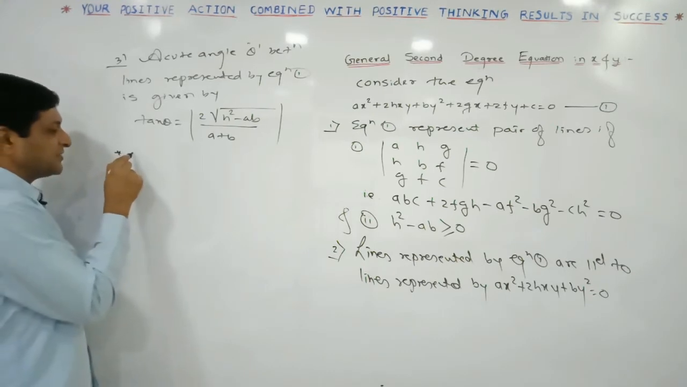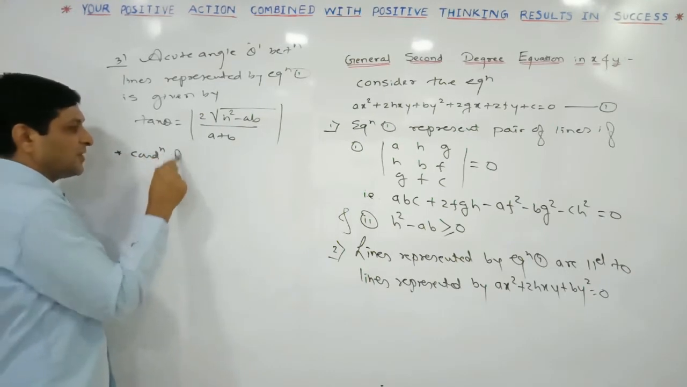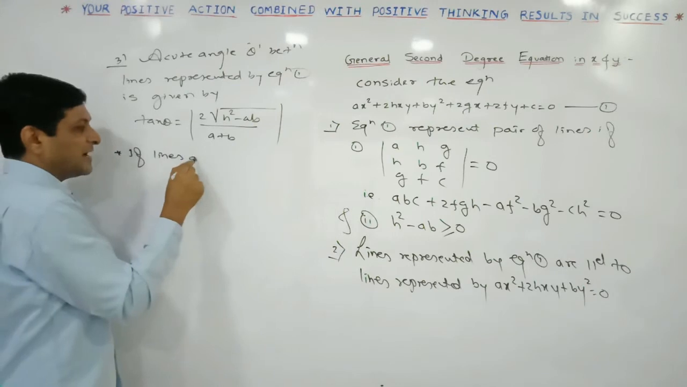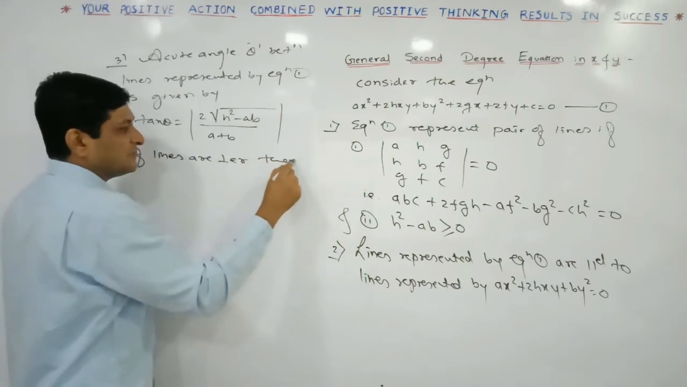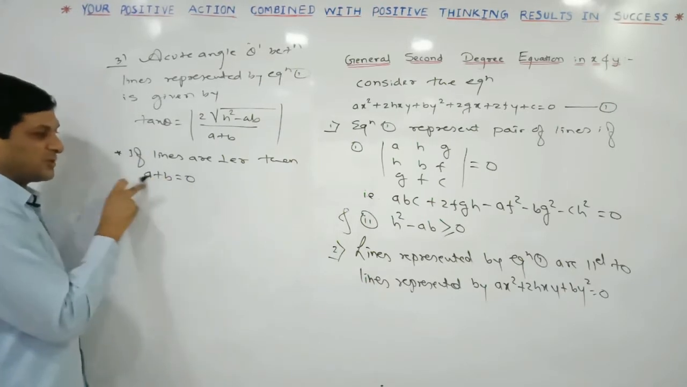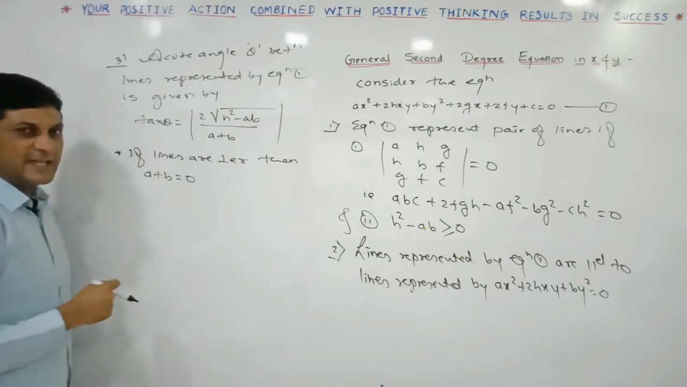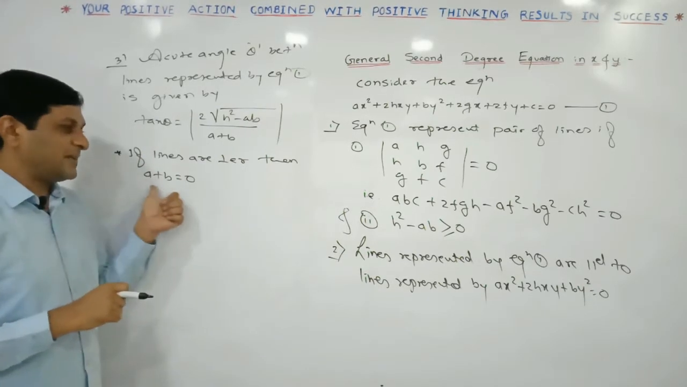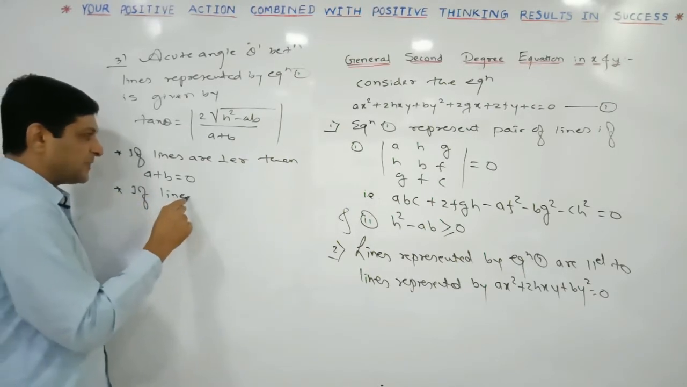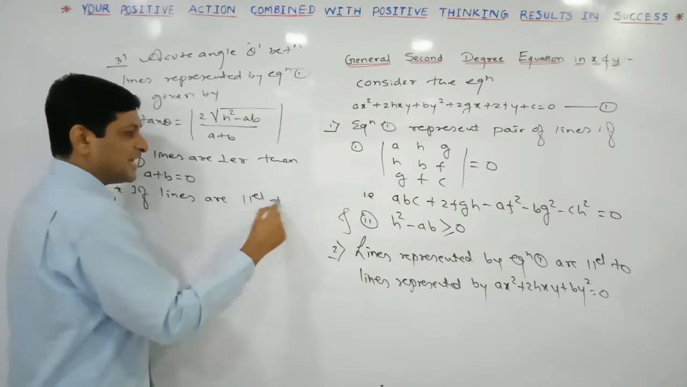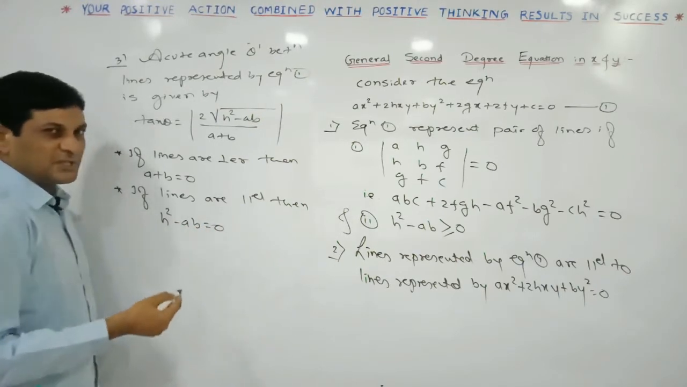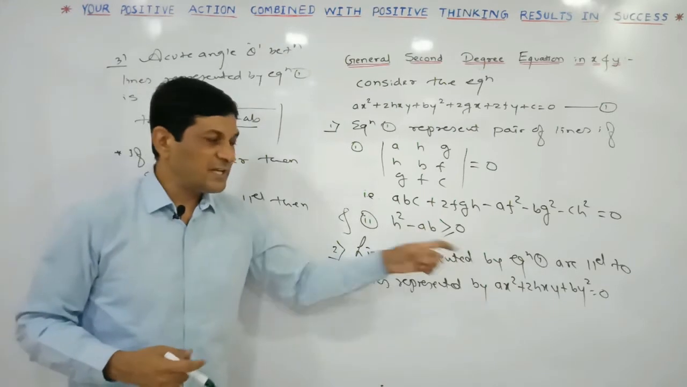Then we will discuss the condition for lines to be perpendicular. Here we can say that if lines are perpendicular, then the condition we have seen in the case of the homogeneous equation, a plus b equals 0, applies. Here also, if this condition is satisfied, we can say that lines are perpendicular. Or if lines are perpendicular, then a plus b will be equal to 0. And if the lines are parallel, then h square minus ab will be equal to 0.